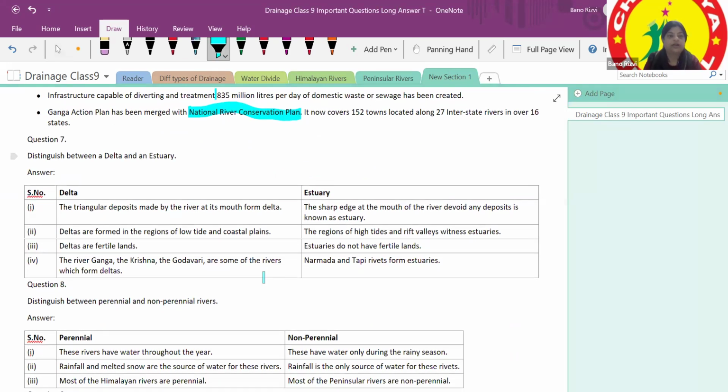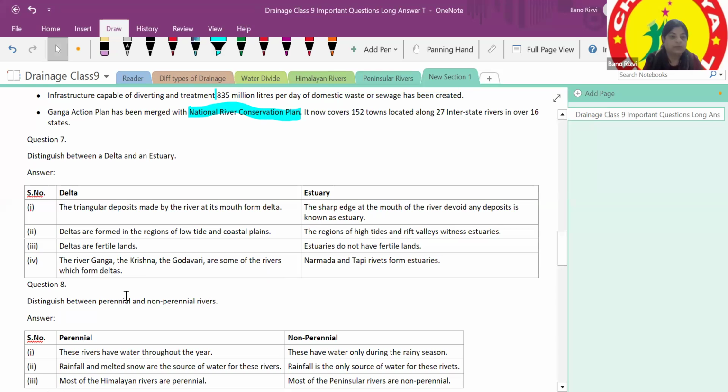Distinguish between delta and estuary. The triangular deposit made by the river at its mouth forms a delta, and the sharp edge at the mouth of the river devoid of any deposit is known as an estuary. Deltas are formed in the region of low tide and coastal plains, estuaries in the regions of high tides and rift valleys. This is the differentiation.